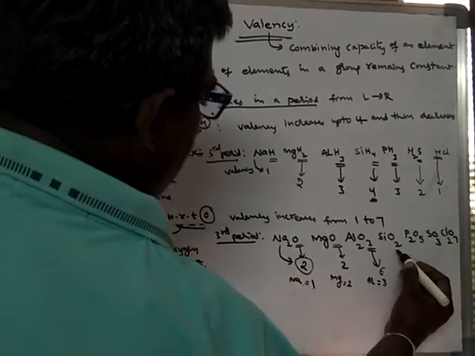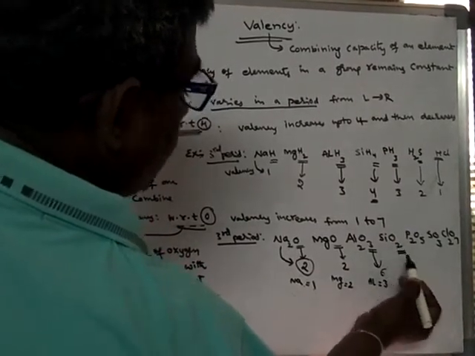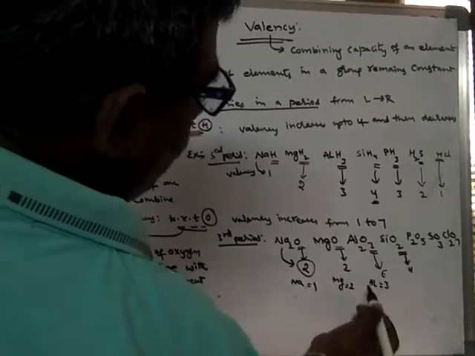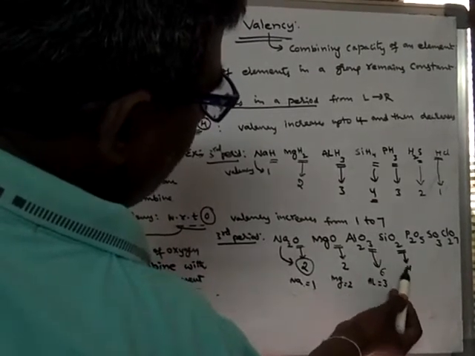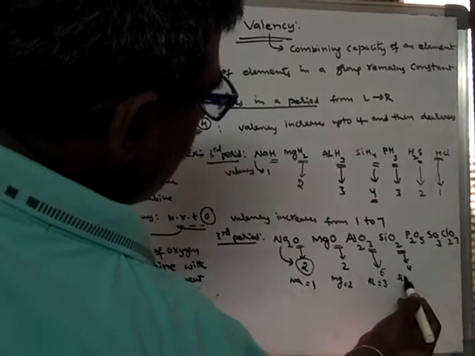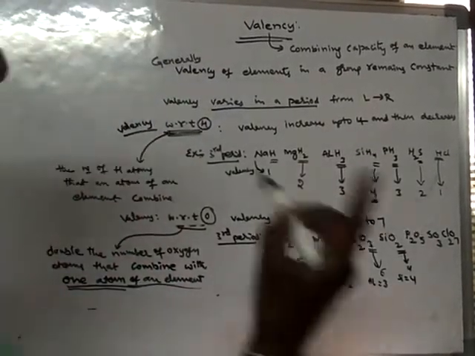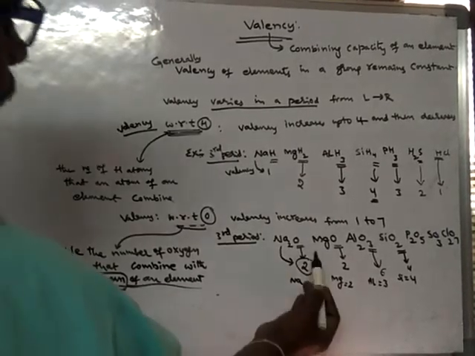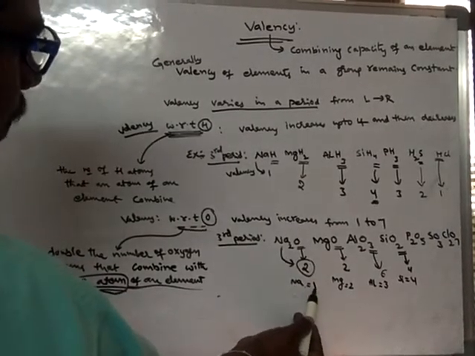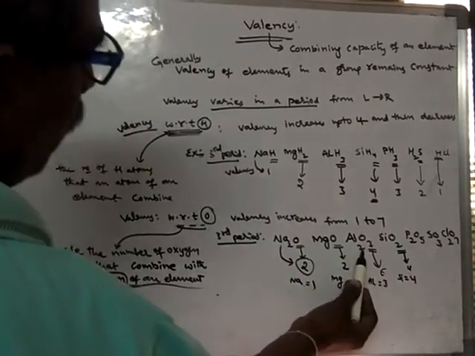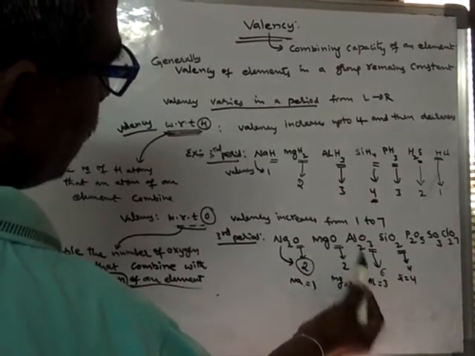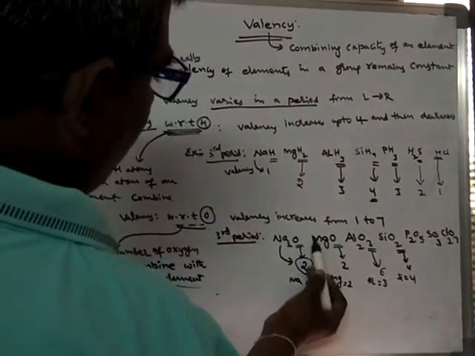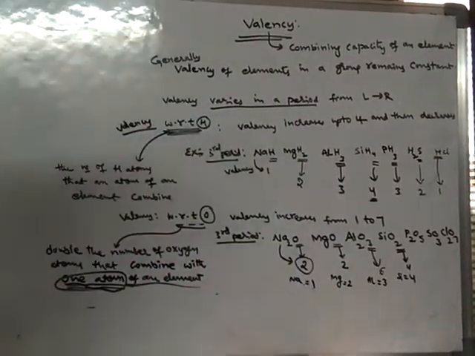If you see silicon, how many oxygens are there? 2. Double that number first, so it becomes 4. For a single silicon atom it is 4, hence the valency of silicon is 4. Always we calculate for one atom only. For one atom of sodium it is 1, because for 2 atoms it is 2. For 2 atoms of aluminium it is 6, so for one atom it is 3. For one atom of magnesium it is 2. So directly we can write.